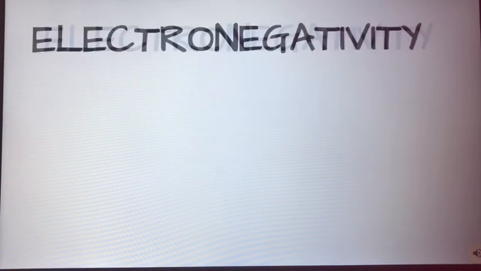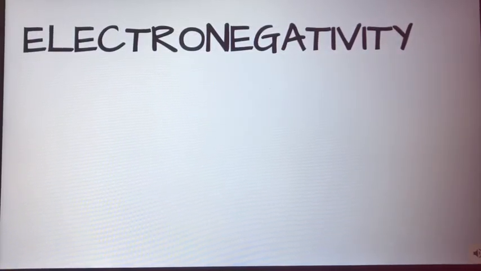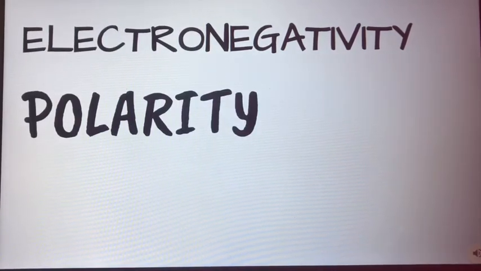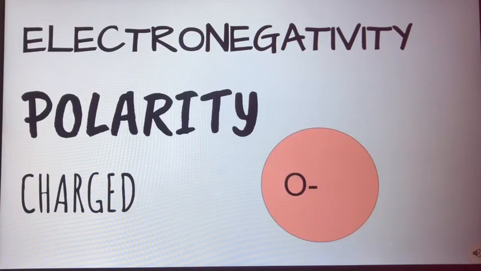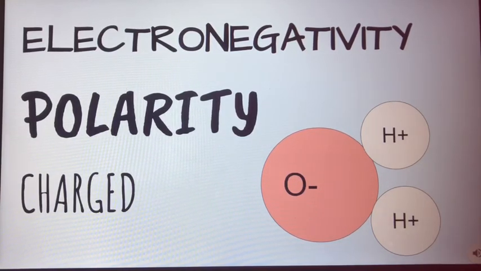Now again, the reason water can do this is because of the electronegativity of oxygen, which creates polarity in water molecules, causing the elements in water to have a charge, oxygen being negative and hydrogen being positive.